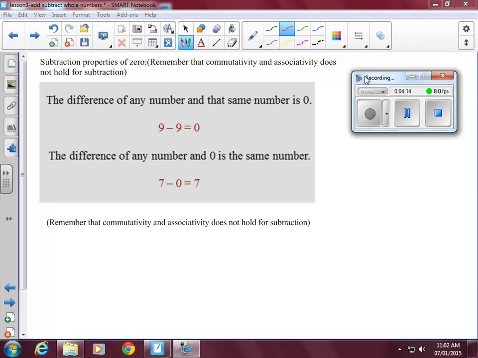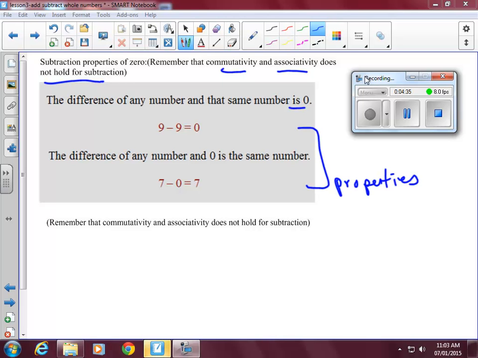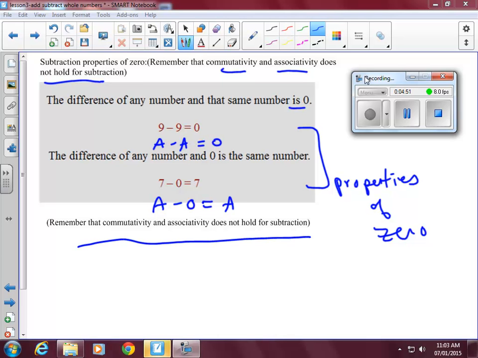I wrote out a reminder there. Remember that commutativity and associativity do not hold for subtraction. The difference of any number and that same number is 0. Subtraction really doesn't have a lot of properties other than some properties of 0. There's no fancy name for these other than properties of 0. It's really any number minus itself gets you to 0, and any number minus 0 gets you back to itself. And again, a recall that commutativity and associativity do not hold for subtraction.